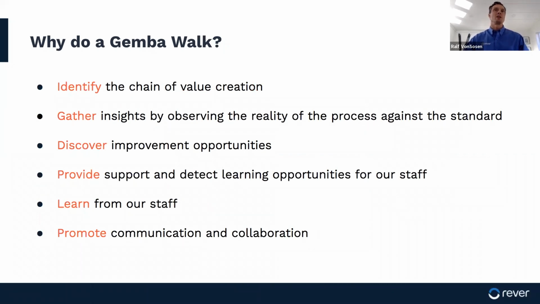Several reasons. One is to identify the chain of value creation. Secondly, gather insights by observing the reality of the process against the standard. Discover improvement opportunities. Provide support and detect learning opportunities for your team. Learn from your team and your staff. Promote communication and collaboration among the team and also between you and the team.